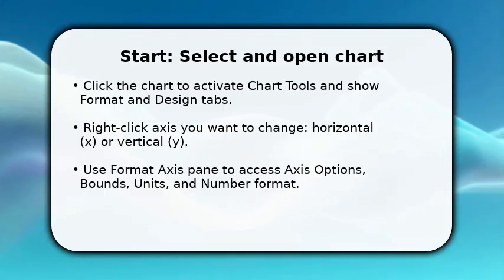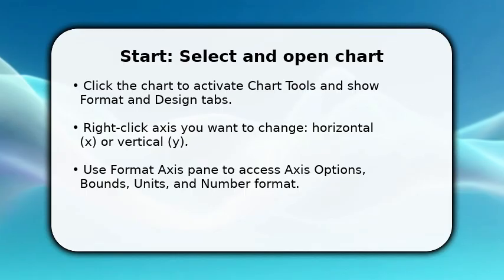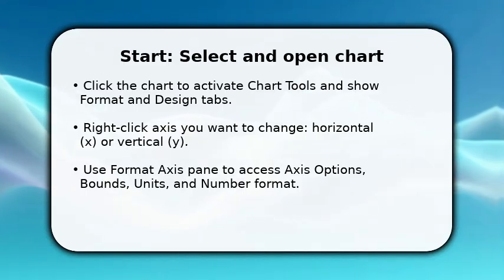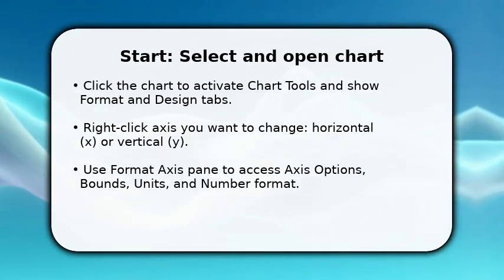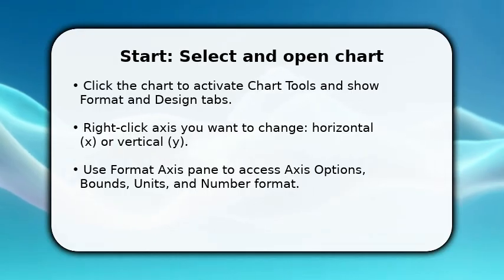You've already got your chart open and data plotted. Now begin by selecting the chart and the specific axis you need to change. Right-click the axis and choose Format Axis so the pane appears on the right.